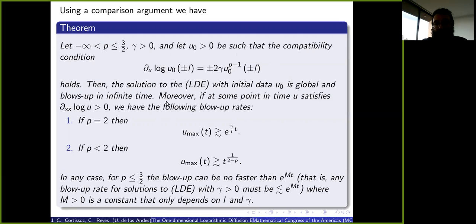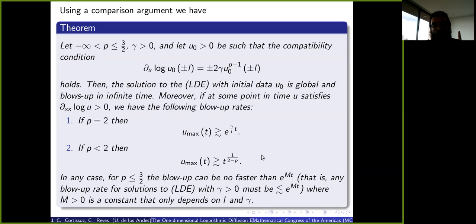then the solutions to the logarithmic diffusion equation with initial data you know are global, but blow up in infinite time, just as in the case when p equals 3/2 and gamma is positive, remember? And here we give some rates of blow up when t goes to infinity. They are not that important, just see, we can compute some rates of blow up, okay?